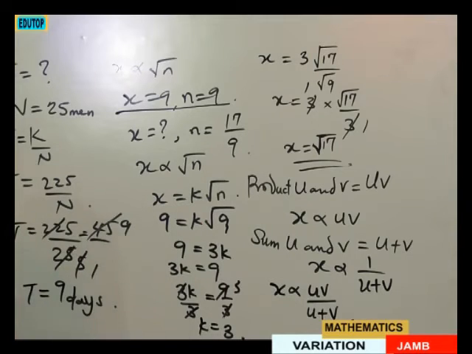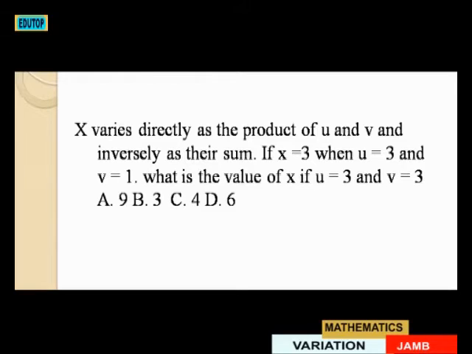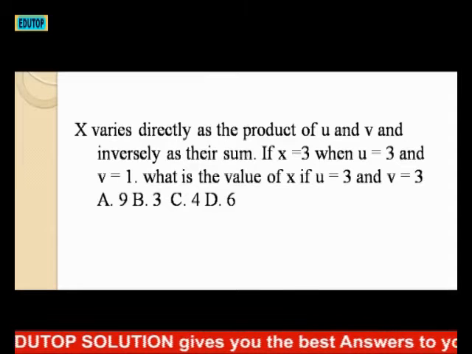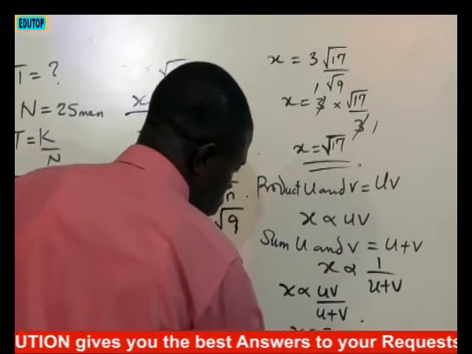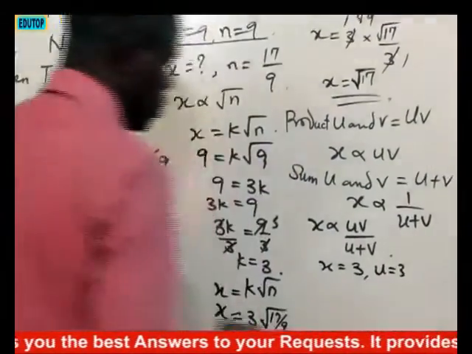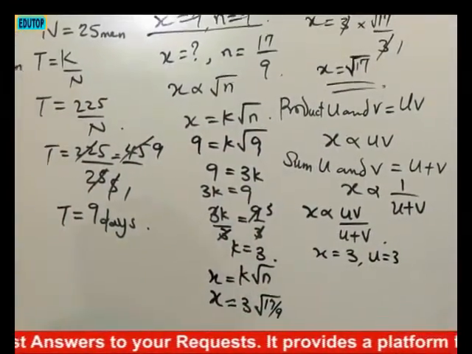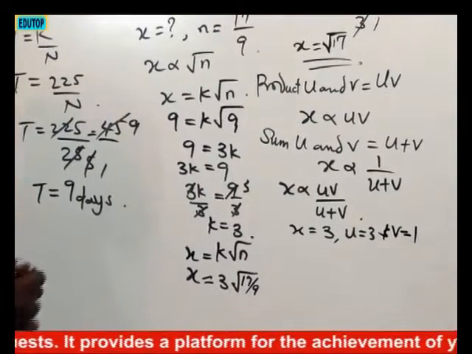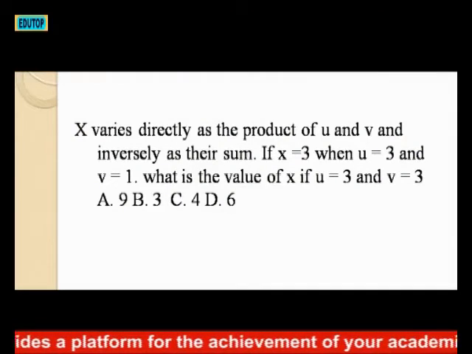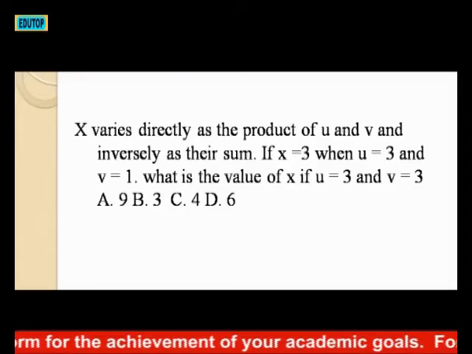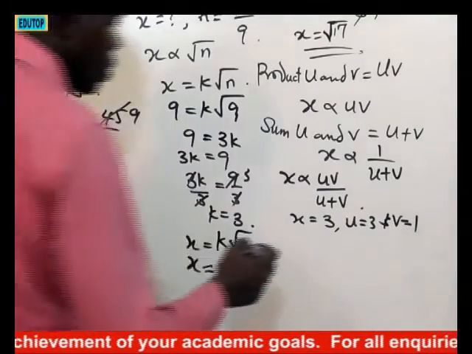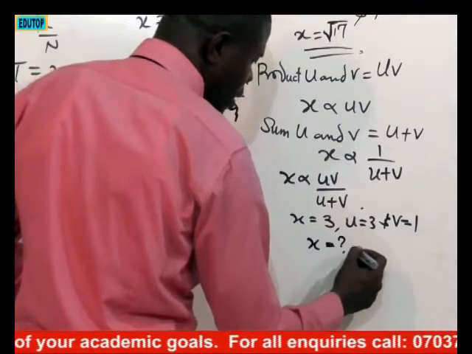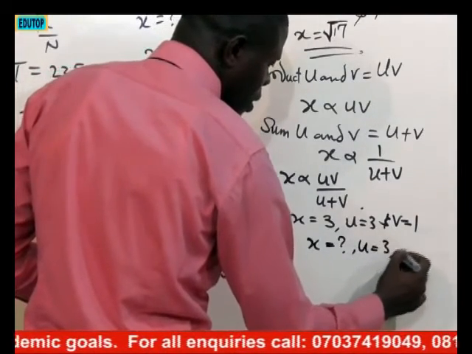So in this situation, the question asks us to now find X. The first information we have is that X equals 3 when U equals 3. Then we also have our V. The corresponding value of V is also given. V is 1. Take note of that. Then the question asks us to find the value of X if U equals 3 and V equals 3. So we have to look for X when U equals 3, V equals 3.